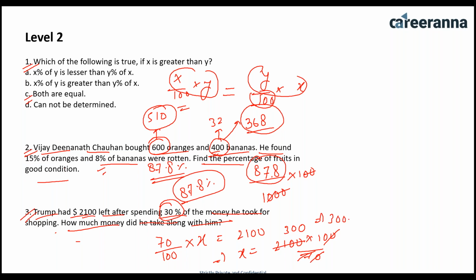It is 3000. What I do here is, see, 30% is spent. I have 70%. 70% is this. 10% would be this number divided by 7, which is 300. I have to find out 100%. So I have to multiply this number by 10. It is 3000. Is it clear to all? Yes. Okay, next question.